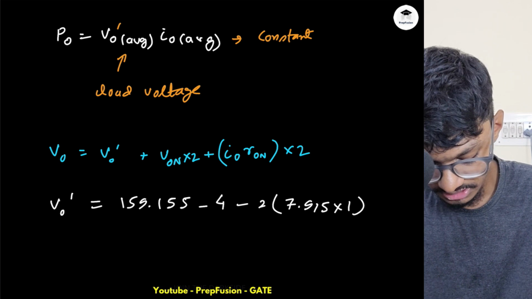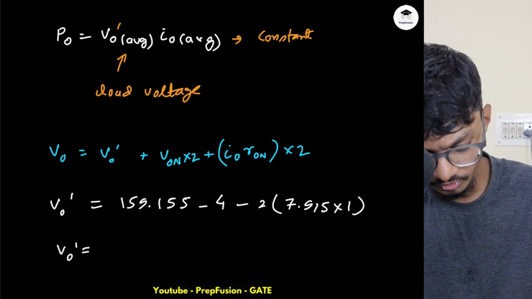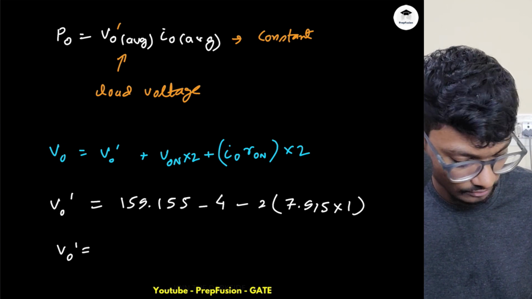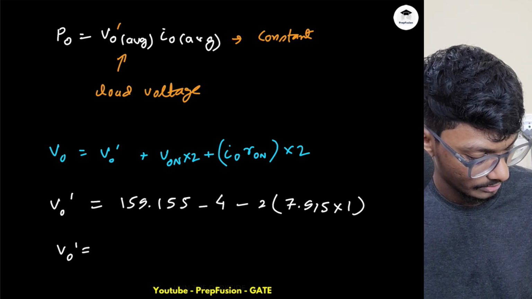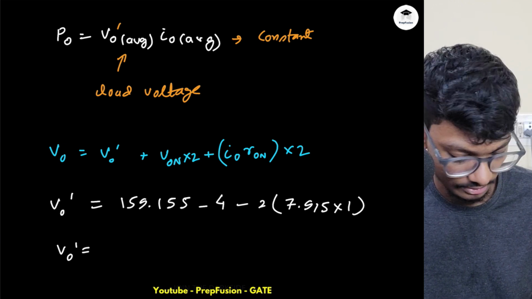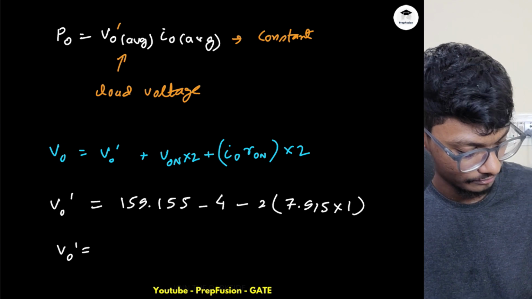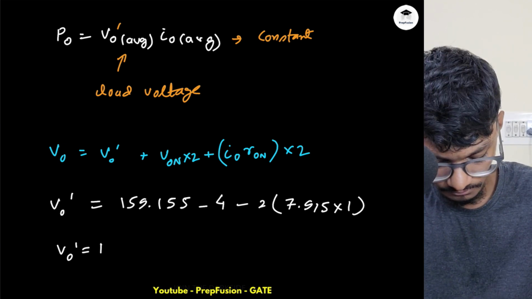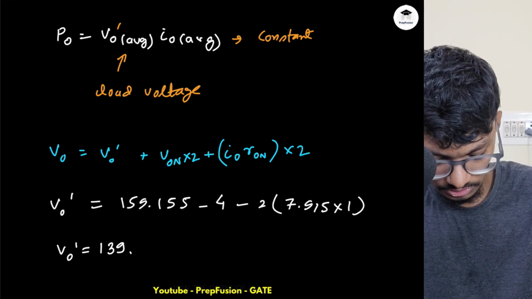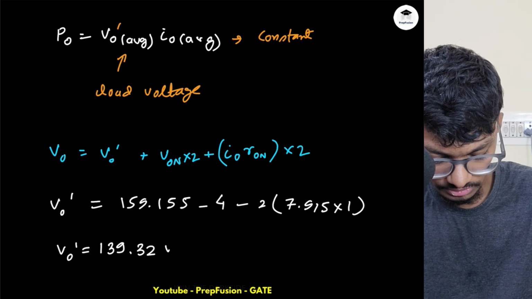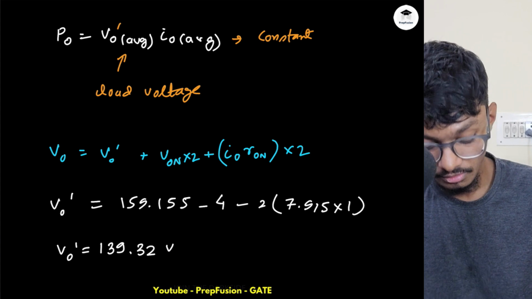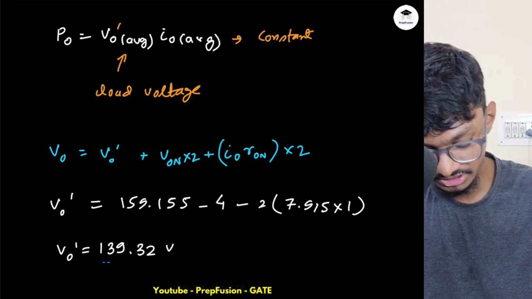So VO dash will be what? It should be 135 point something. I will just check real quick. Into 2 minus 4. Oh, not minus, plus, then this plus 159.155. So this will be 139.32 volts. Okay, so this is my VO dash average. So this is the average voltage.